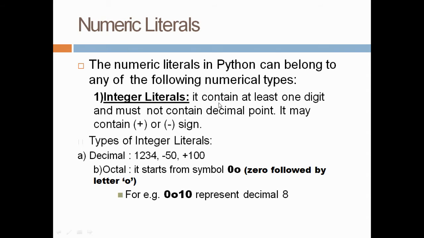Numeric literals. The numeric literals in Python can belong to any of the following numerical types. That is the integer literals. They contain at least one digit and must not contain a decimal point. They may contain a plus or minus sign. Types of integer literals are decimal: 1, 2, 3, 4; minus 50 is for a negative integer; plus 100 is for a positive integer. Octal starts with the symbol 0 followed by the letter o. For example, 0o10 represents decimal 8.